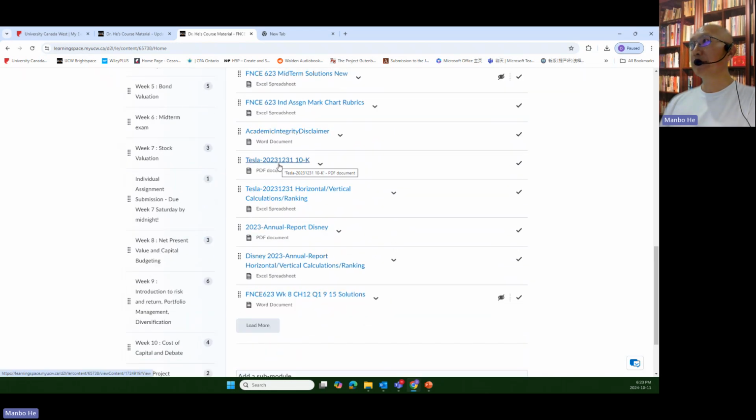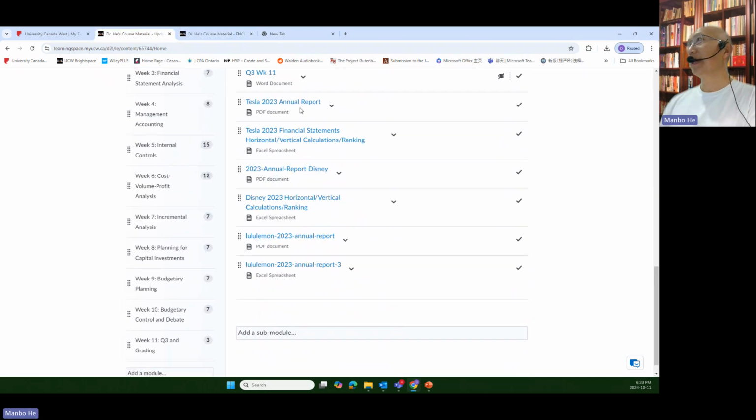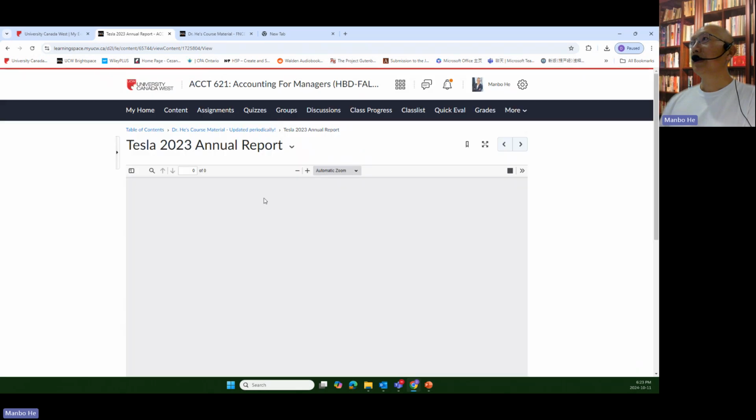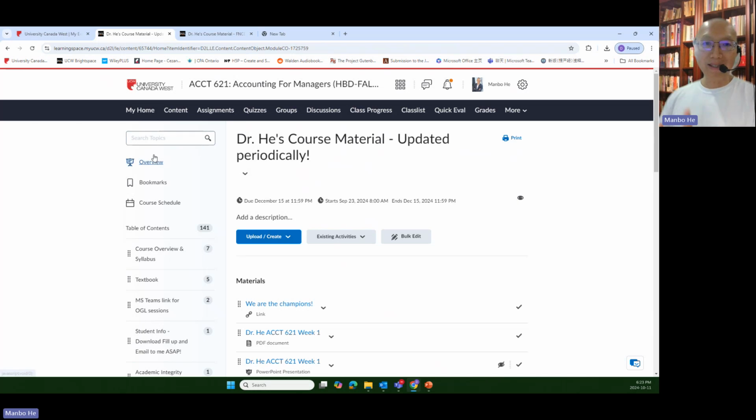You can find the Tesla 2023 10K. A 10K for a public company is the annual report. If you go through there, you will see the annual report of Tesla for 2023. I will go over the process of how you get this information and then how we can carry out a financial statement analysis.